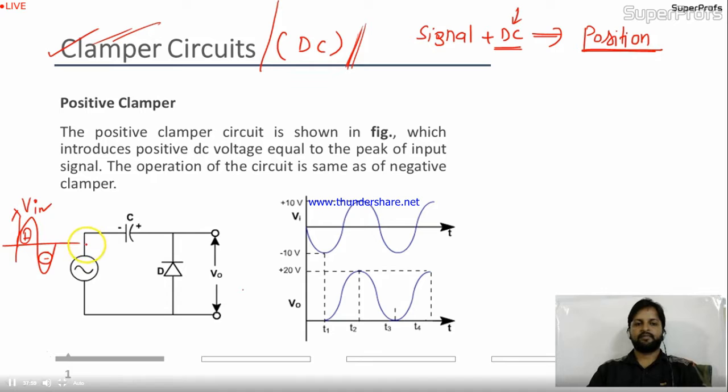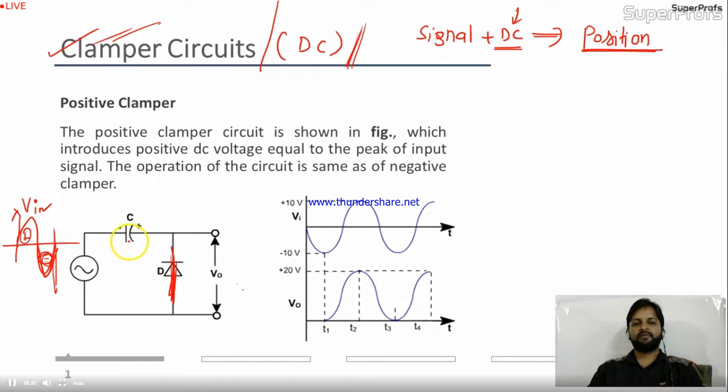Let's take it Vin. In the positive half cycle, the diode will be in reverse bias. So in the reverse bias condition, there is nothing to talk about, because the capacitor will not charge. The capacitor will get charged when the input works in the negative half cycle. In the negative half cycle, the diode will be short circuit. When the diode is short circuit in the negative cycle, the capacitor will start to charge itself.